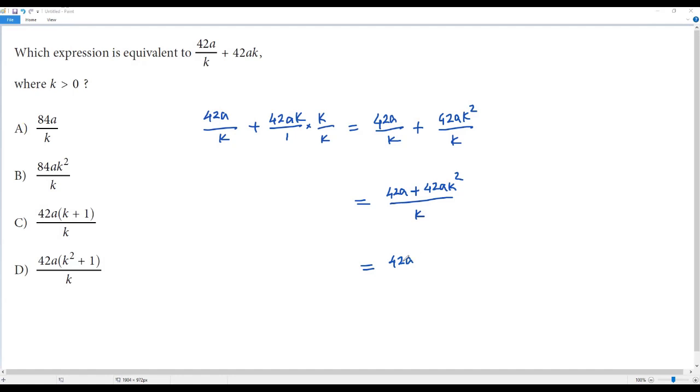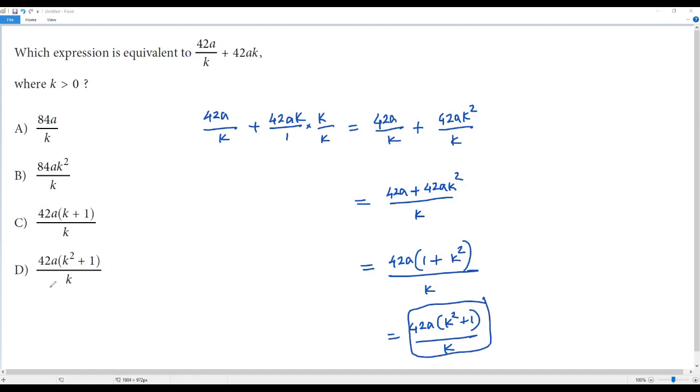So when I factor 42a out from the expression over here, I'll be getting some stuff inside the parenthesis. To get the stuff inside the parenthesis, we have to divide both the terms by the one I factored out, that is 42a. When I divide this 42a by 42a, I'm getting 1. When I divide this one by 42a, I'm getting k squared. And here 42a times, we can switch this 1 and k squared, then we get k squared plus 1 over k. Here I got the expression that is equivalent to the given expression, and I find this expression in answer choice D. The correct answer choice for this question is D.